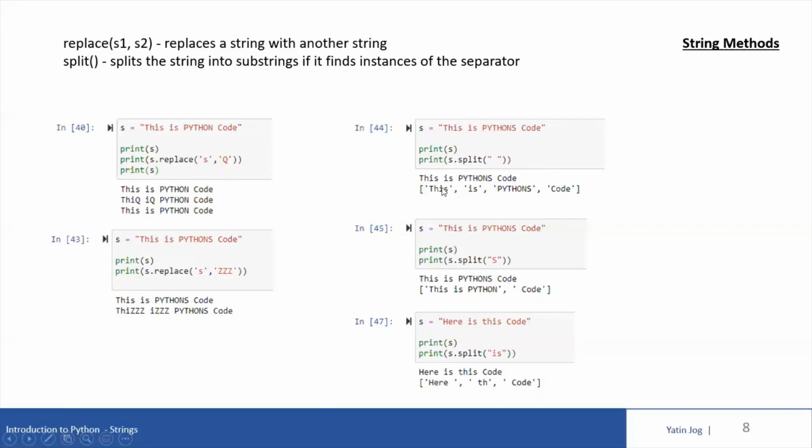If you look at the output, it is giving me all the substrings separately. This is a separate substring with single quotes, is my second substring, Python's is my third substring, and code is my fourth substring. Now actually this is a list, and how to use this list, how to read this list, we'll discuss in some different videos. But the split gives us multiple substrings separated by white space.